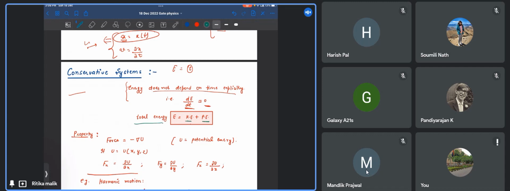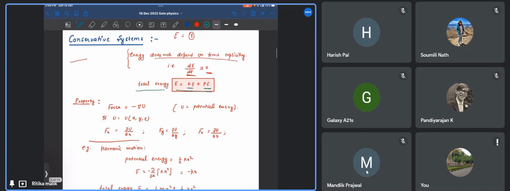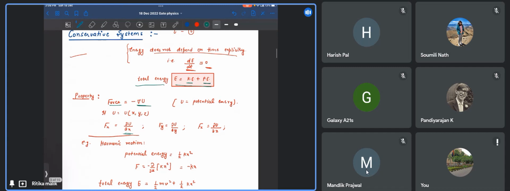At time t equals 0, this will be the energy, and at a later time, it will remain the same. One property of this conservative system is that you can always write the force as the negative gradient of potential energy. Gradient means differentiation with respect to the different coordinates, like the x component of your force is del u by del x and the y component is del u by del y.